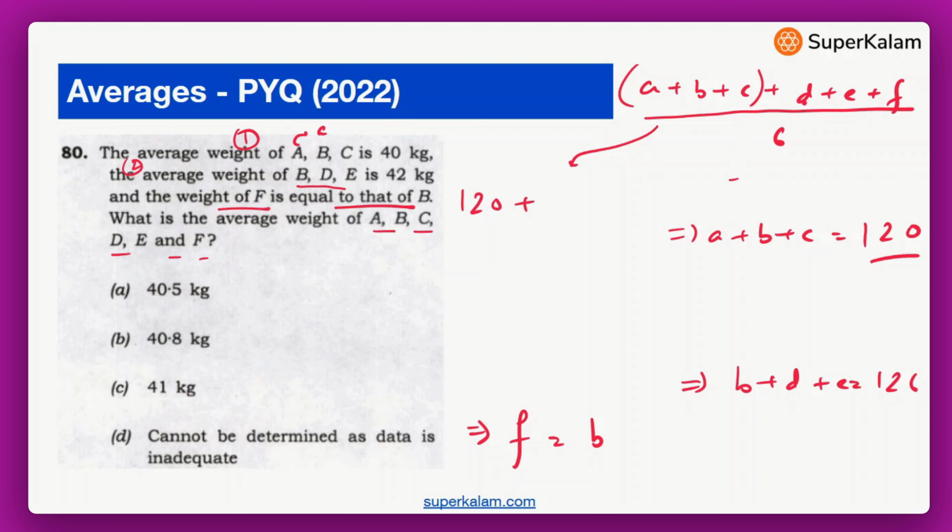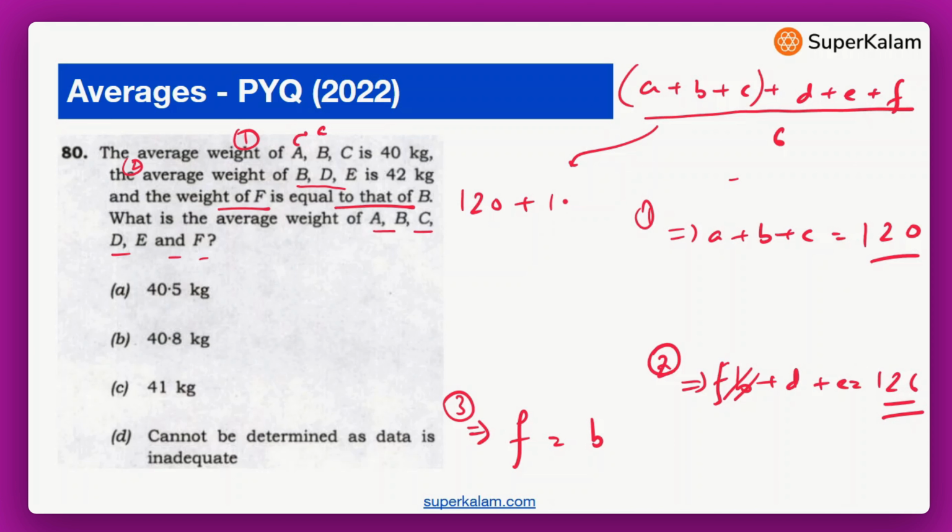Now we want to know D plus E plus F. Do we know D plus E plus F? We don't know D plus E plus F, but we know B plus D plus E. The third statement says that F is equal to B. So here, rather than writing B, we can write F. Surely we can write it, because B is equal to F. This is the first statement, this is the second statement, and this is the third statement. So F plus D plus E is the same as D plus E plus F.